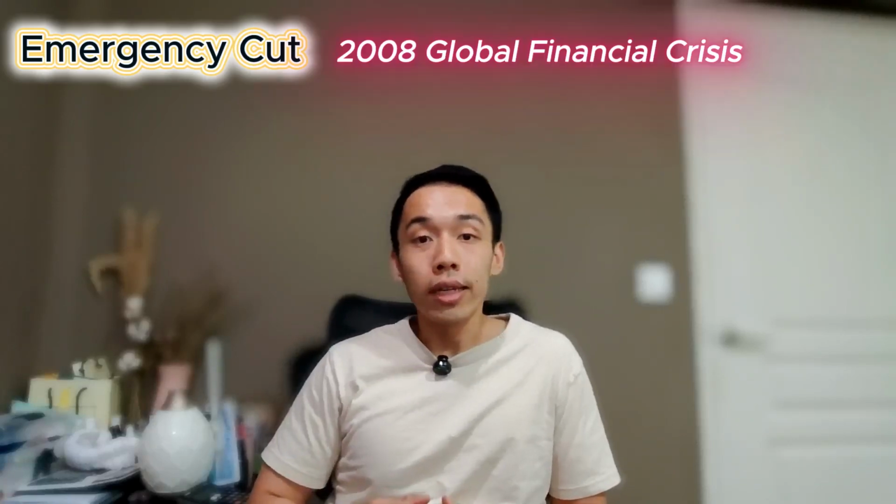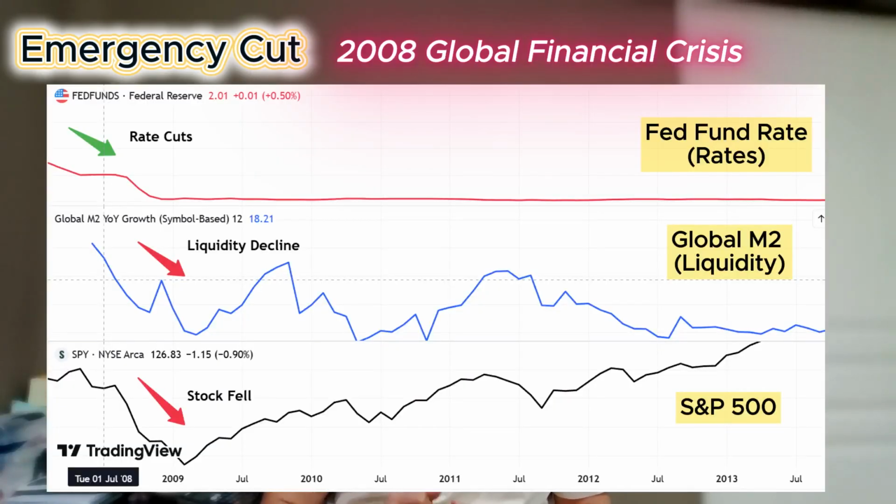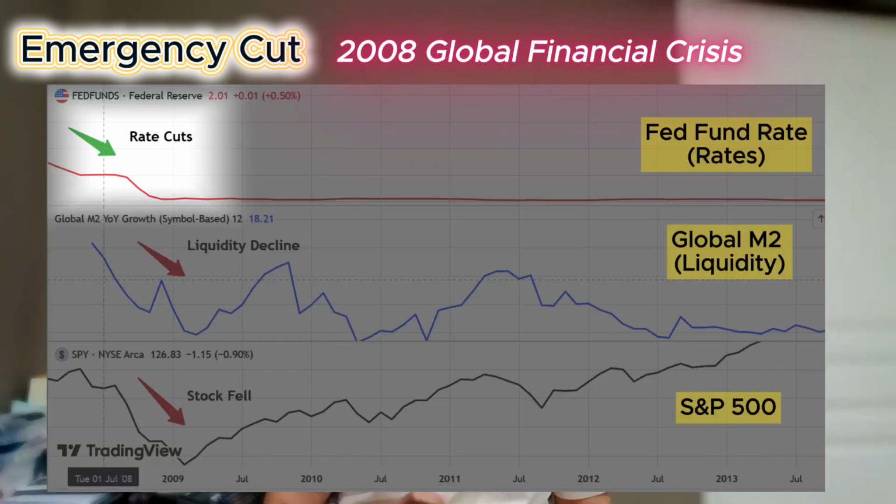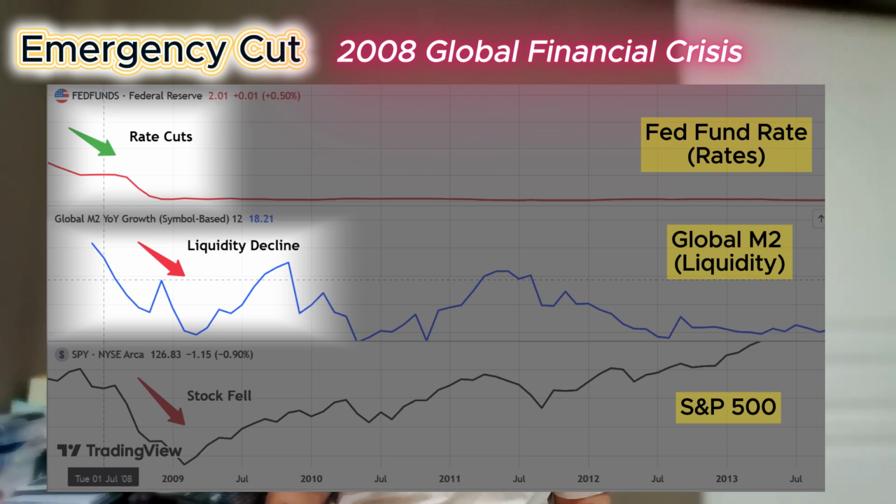The second bucket is what we call emergency cuts, such as what we saw during the 2008 global financial crisis. This is where growth is already deteriorating, credit stress is rising, and earnings are falling. In this scenario, rate cuts are not supported by growth in liquidity, and this results in stocks continuing to fall due to overall lower confidence. So, a rate cut can be supportive, or it can be a warning signal.